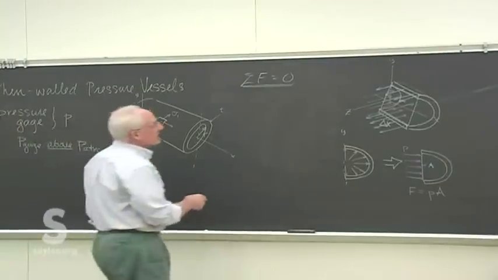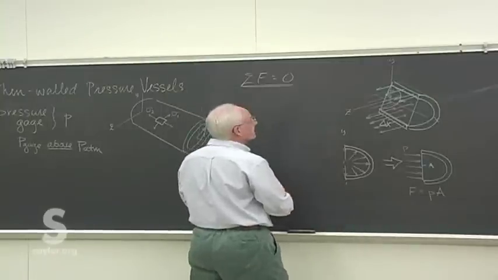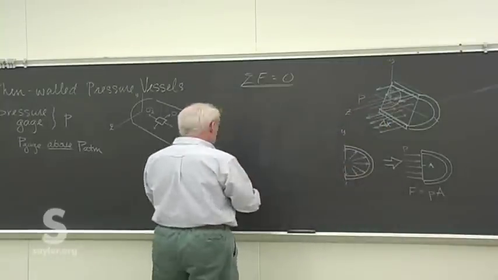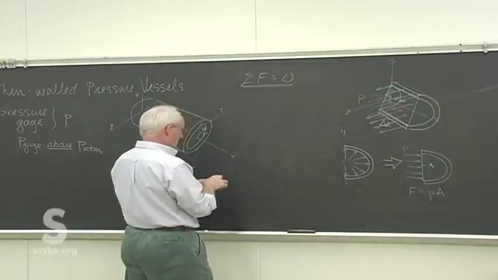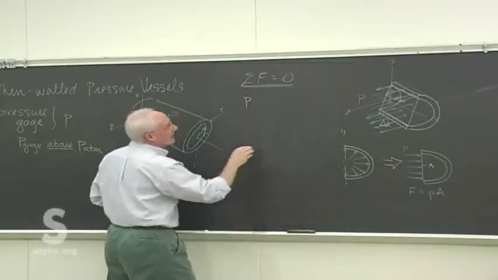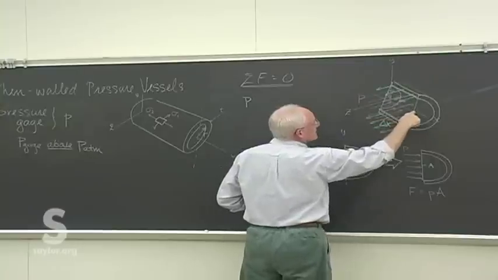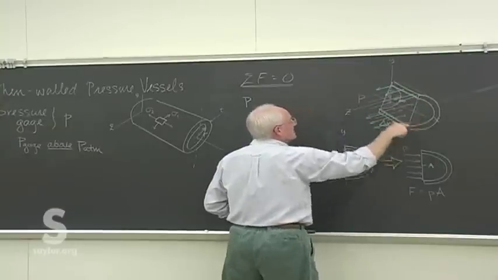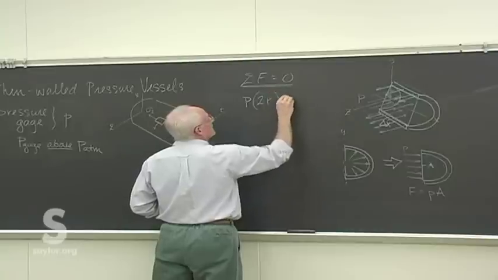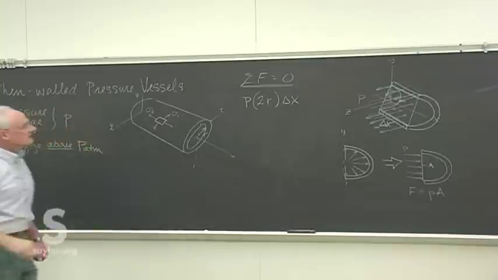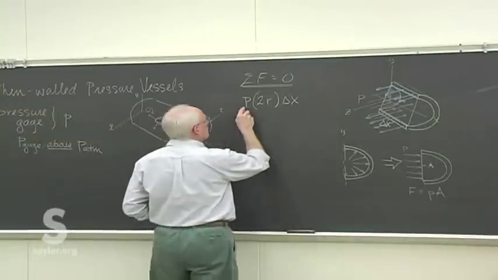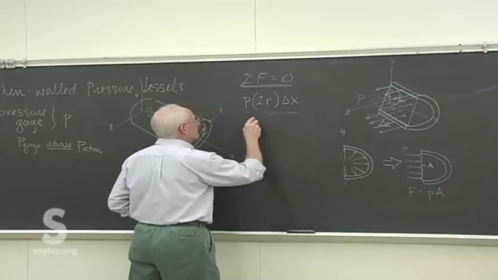So the first part I guess we can do is we have this pressure acting on that area. And that area is twice the radius times delta x. So that's 2r delta x. That's the pink pressure force exerted by the fluid.